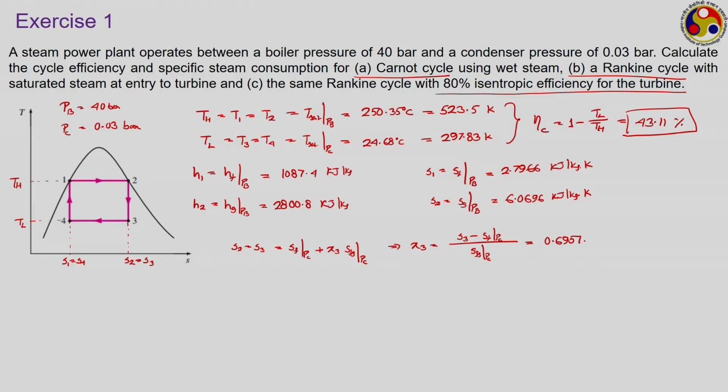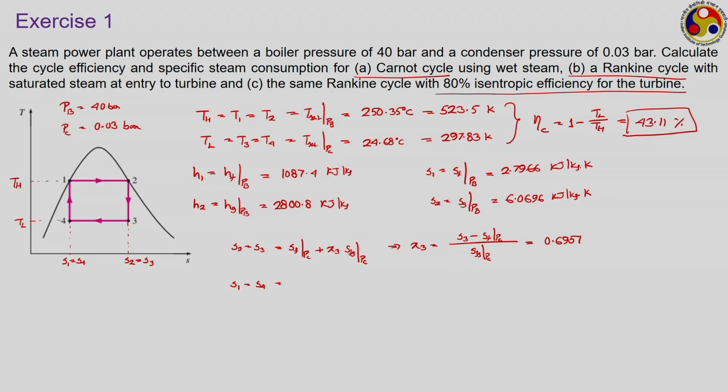Look at that, such a low value of quality at the exit of the turbine, only in the range of 70%, which is extremely low and will lead to a large amount of corrosion or erosion, I should say. Corrosion is associated with chemicals, erosion is associated with steam. So, a significant amount of erosion can take place here, as I have mentioned earlier.